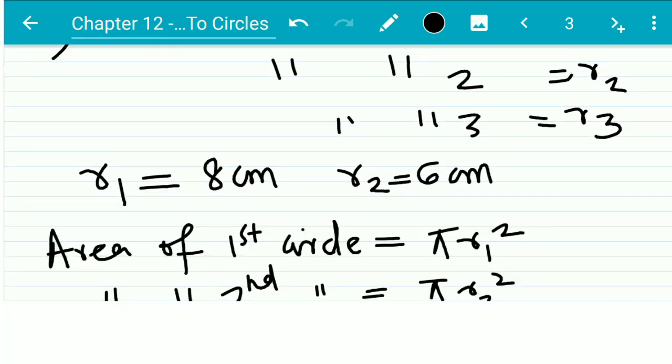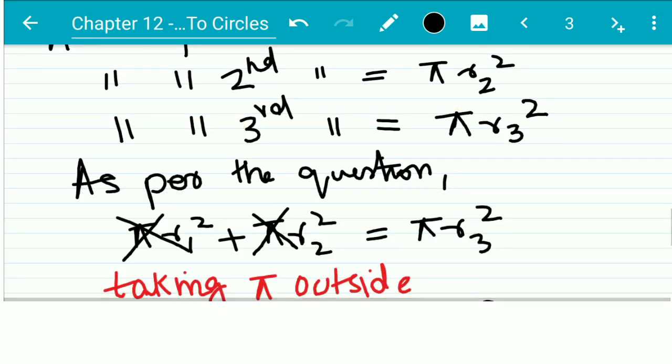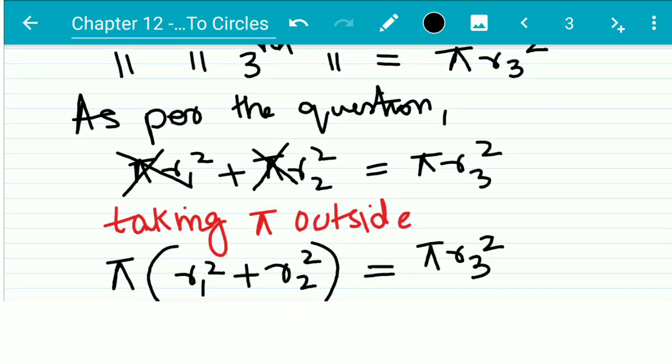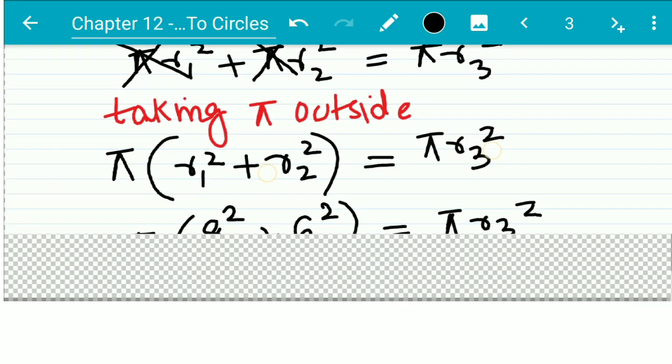After that, write the values of R1 and R2: 8 centimeter, 6 centimeter. Below that, write the area of the first circle, pi R1 square, second circle pi R2 square, third circle pi R3 square. Then as per the question, we know pi R1 square plus pi R2 square is equal to pi R3 square. After that, I have taken the pi outside. So it will be pi into R1 square plus R2 square is equal to pi R3 square.